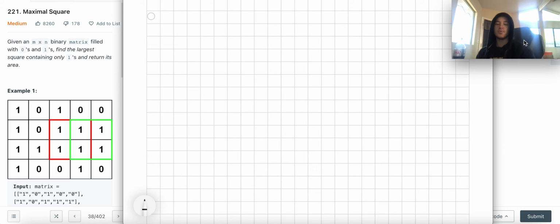So probably for the next couple of months, I'm going to be doing exclusively dynamic programming problems because I'm going to try to get through at least one every single day.